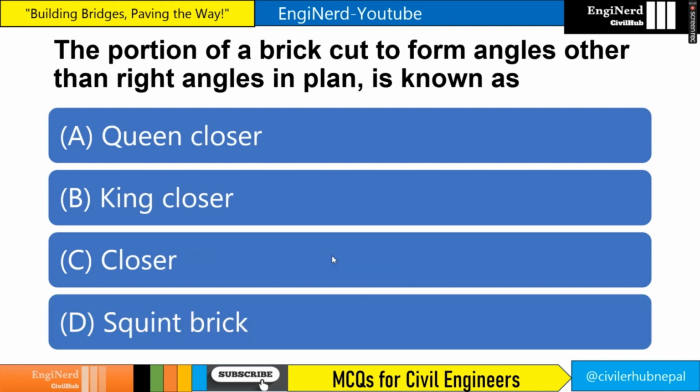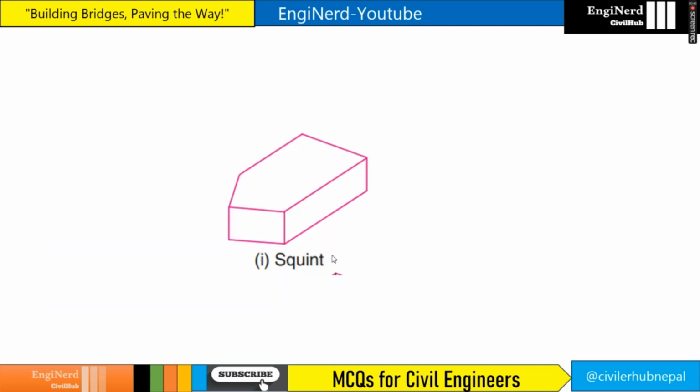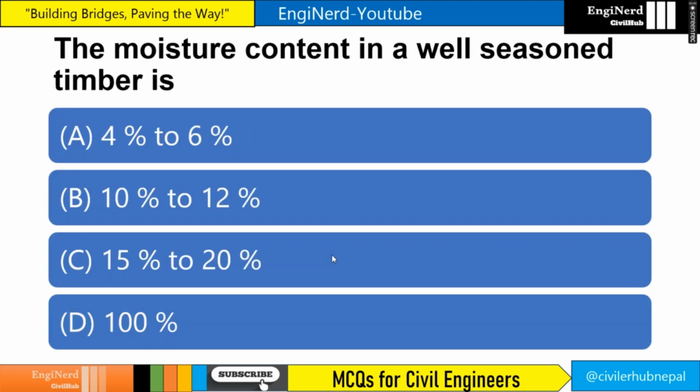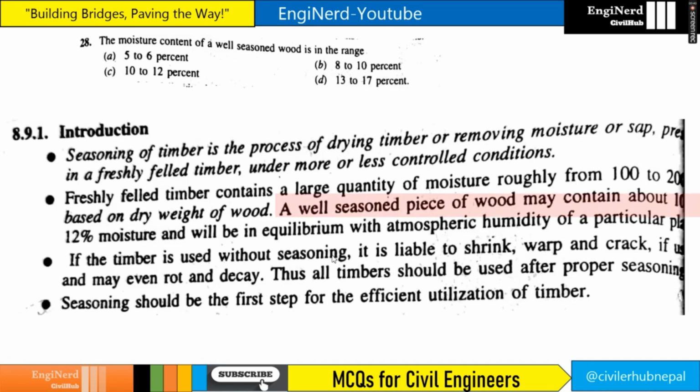The portion of brick cut to form angles other than right angles in plan is known as, so it is squint bricks, right? So this kind of bricks. So it is squint bricks. The moisture content in a well seasoned timber is 10 to 12%, right? So if you see here, a well seasoned piece of wood may contain about 10 to 12% moisture. So here also the answer is 10 to 12%.